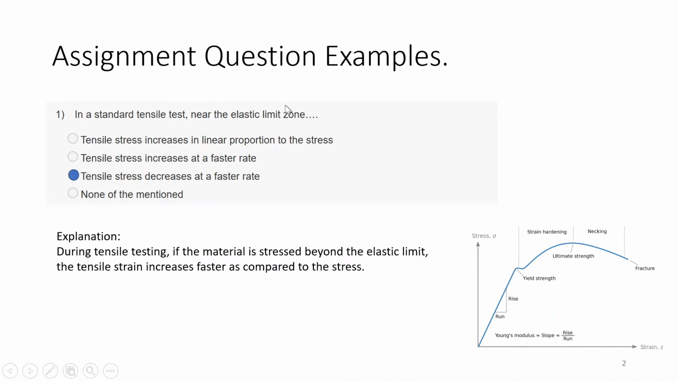So the first question was, in a standard tensile test near the elastic limit zone. Your options are: tensile stress increases in linear proportion to the stress, tensile stress increases at a faster rate, tensile stress decreases at a faster rate, or none of the mentioned. In this region, near the elastic limit zone, the tensile stress decreases at a faster rate. So initially it increases, then it increases at a slower rate, then it decreases at a slower rate.